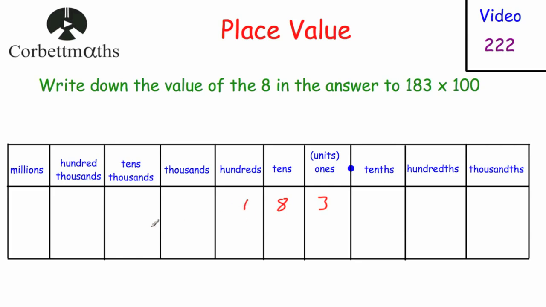So the 1 would move into the ten thousands. The 8 would move into the thousands. The 3 would move into the hundreds. And then we've got zeros. So the answer to this question would be 18,300. And the question says write down the value of the 8 in the answer to that question. So the 8's in the thousands column. So the answer would be 8,000. So the value of the 8 in the answer to that question would be 8,000.